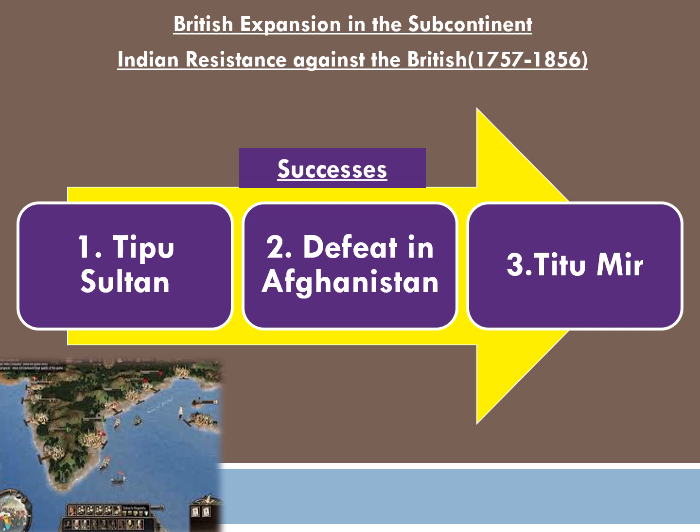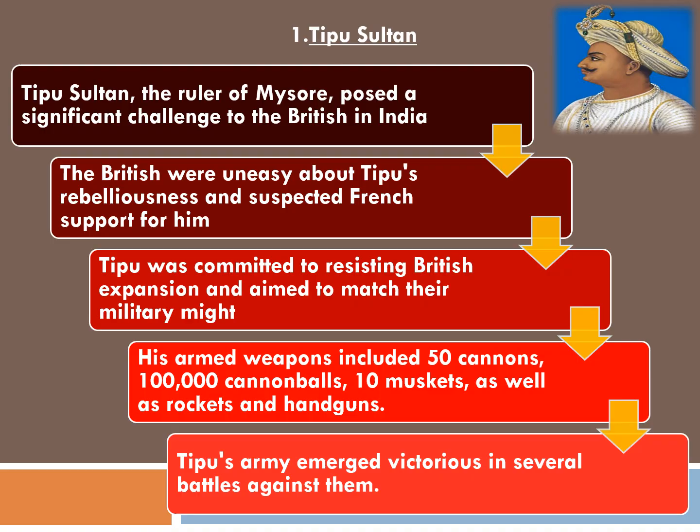Then, now moving towards the British expansion in the subcontinent. First of all, we have to see what was the Indian resistance against the British. There were some successes and there were many failures. So let's talk about the successes first. Number one success was because of Tipu Sultan. Then the British had the defeat in Afghanistan, and then the work of Titu. We will see that in detail. First of all, let's start with Tipu Sultan.